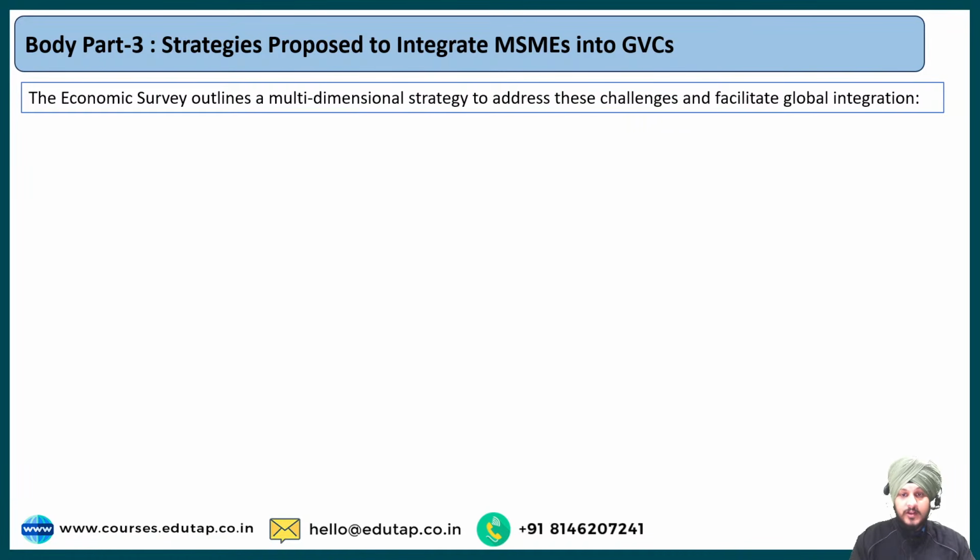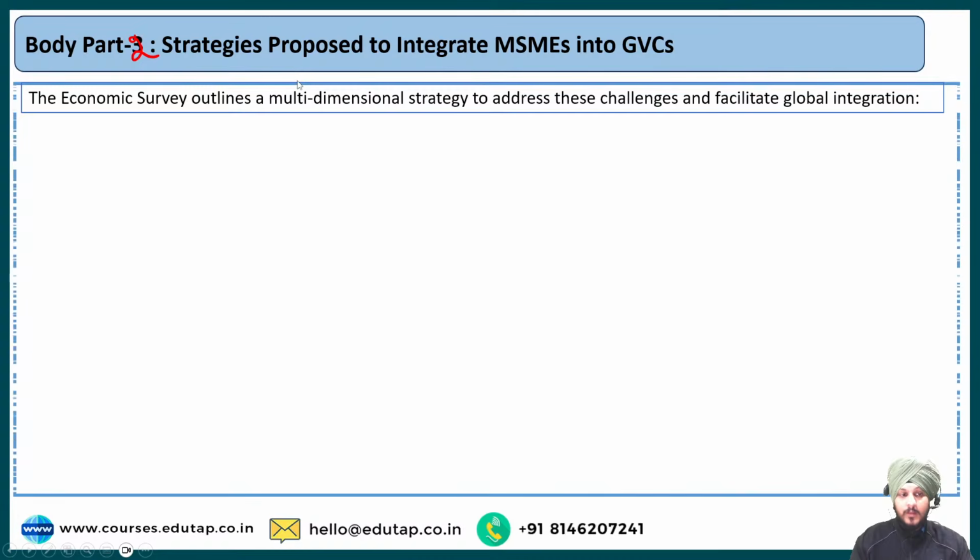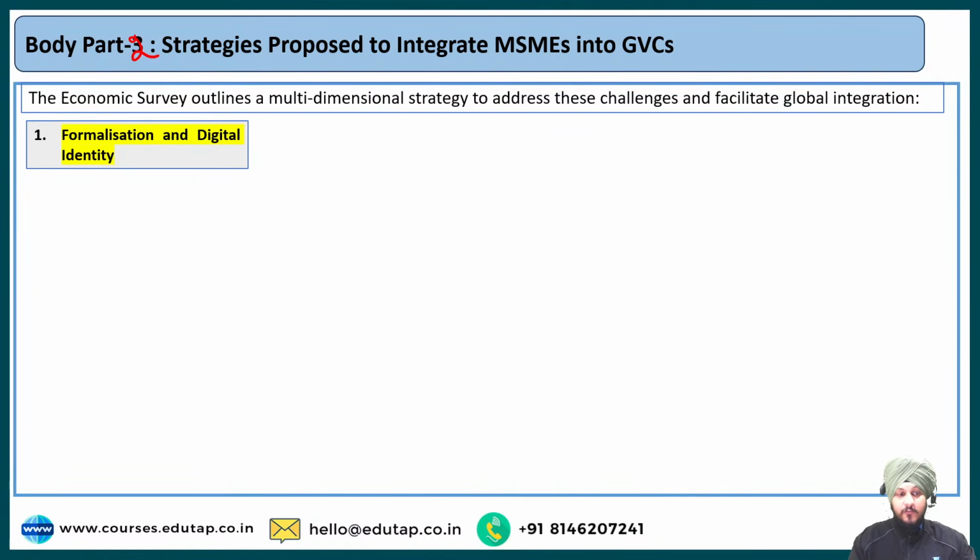Now let us move on to the next body part, which is body part 2, regarding strategies proposed to integrate MSMEs as a part of global value chains. Now the first point is regarding formalization and digital identity. Over here, the economic survey talks about the relevance of the Udyam portal. You must be knowing about the Udyam portal, right? As a part of the Udyam portal, MSME registration can be done, and these MSMEs are also provided a permanent digital identity number which is linked to their Aadhaar cards, right?